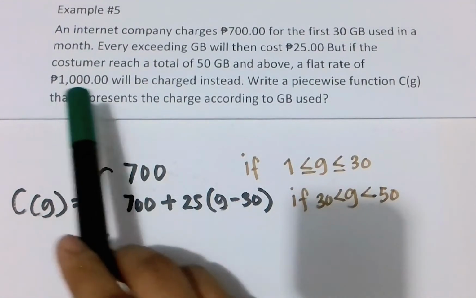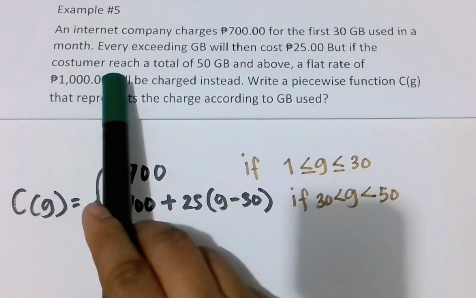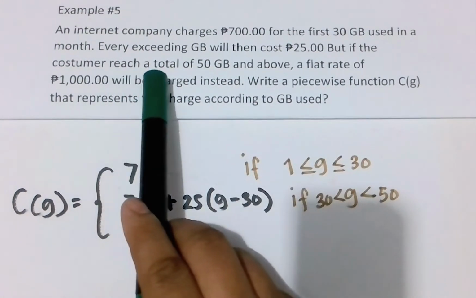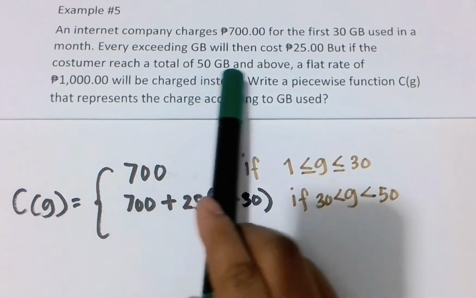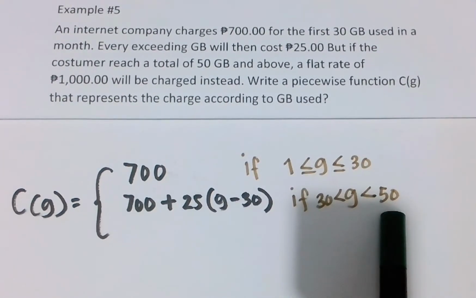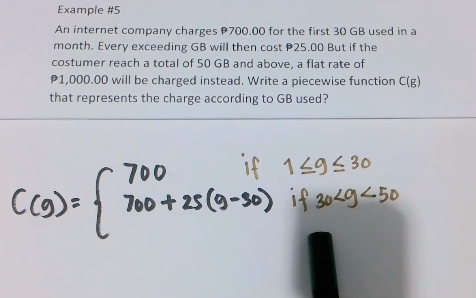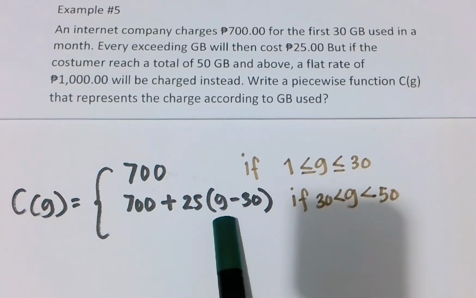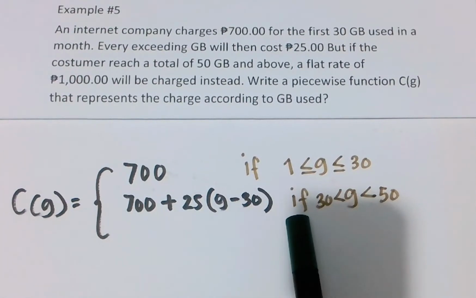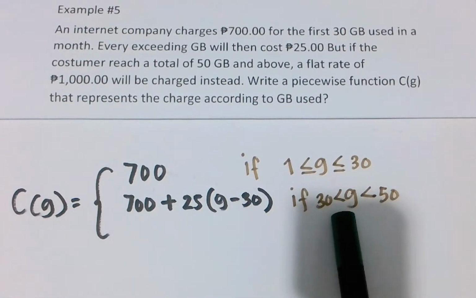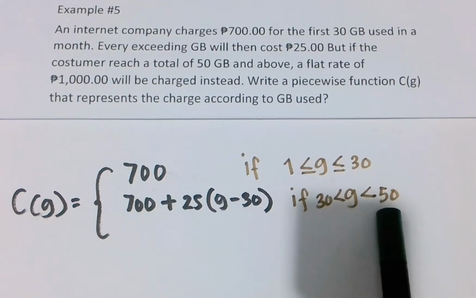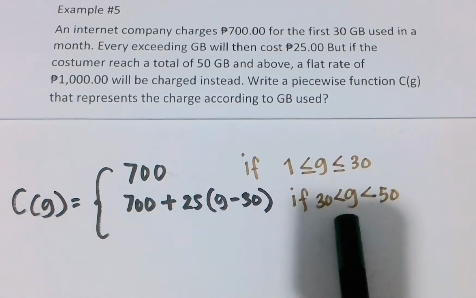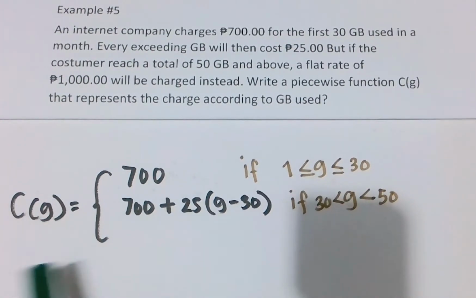Magiging 1,000 na siya. Kasi ang sabi dito sa third condition, but if the customer reach a total of 50 gigabytes and above, so hindi kasama si 50. So in our second condition, 700 plus 25 times the quantity of G minus 30 would be the formula na pwedeng gamitin if the number of gigabytes is mas malaki sa 30, greater than 30, at mas mababa naman sa 50. So, it could be 49 down to 31 gigabytes. Ito yung formula natin. Okay.